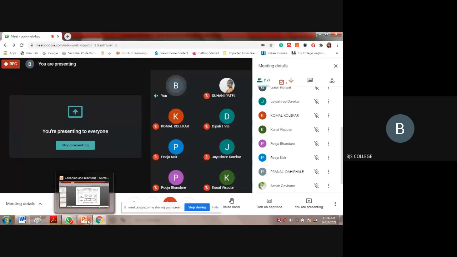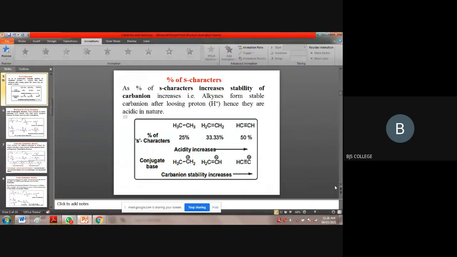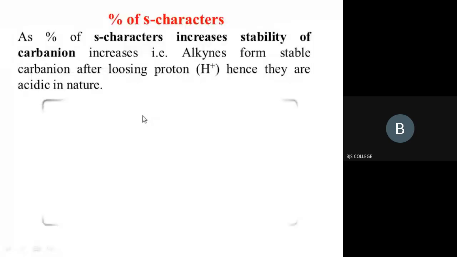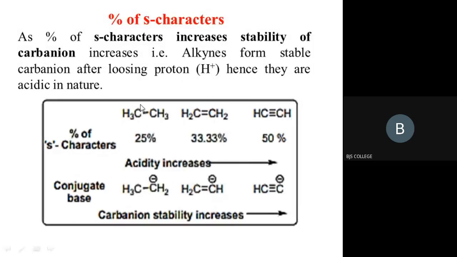So this is how you will explain the acidic character of alkanes, alkenes, or alkynes. So this is the third factor which decides the stability of carbanion, and that is percentage of s character. So whenever we are talking about the stability of carbanion, we are going to think about three factors. One is inductive, the other is resonance, and the third one is percentage of s character.